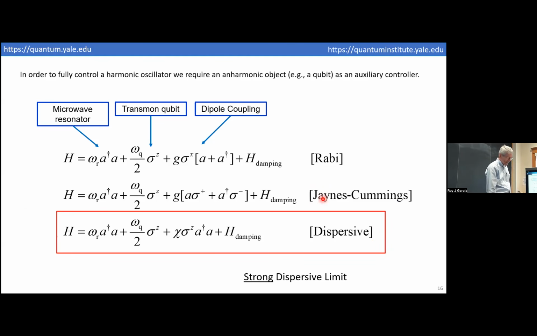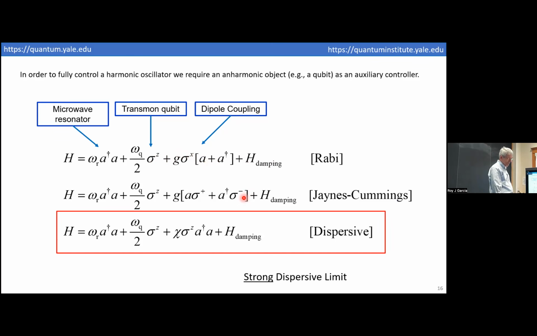Okay, so in order to fully control a harmonic oscillator with classical drives, we need something anharmonic. We need a qubit coupled to it. So we're going to have our microwave resonator, one mode of which is a harmonic oscillator. We're going to have a qubit here, a transmon, a superconducting qubit, and they will have a dipole coupling. There'll be a little bit of damping, but it turns out to be pretty small these days. This is the original Rabi Hamiltonian.